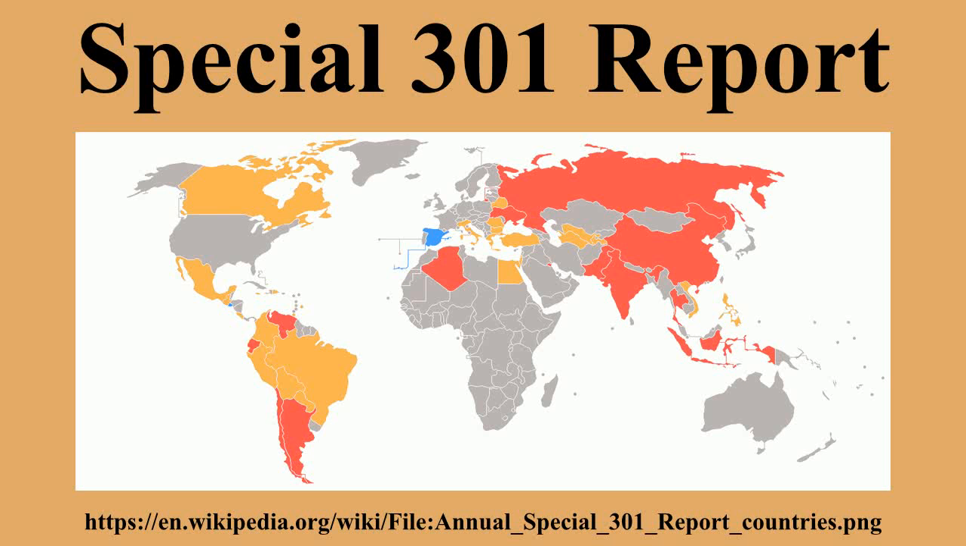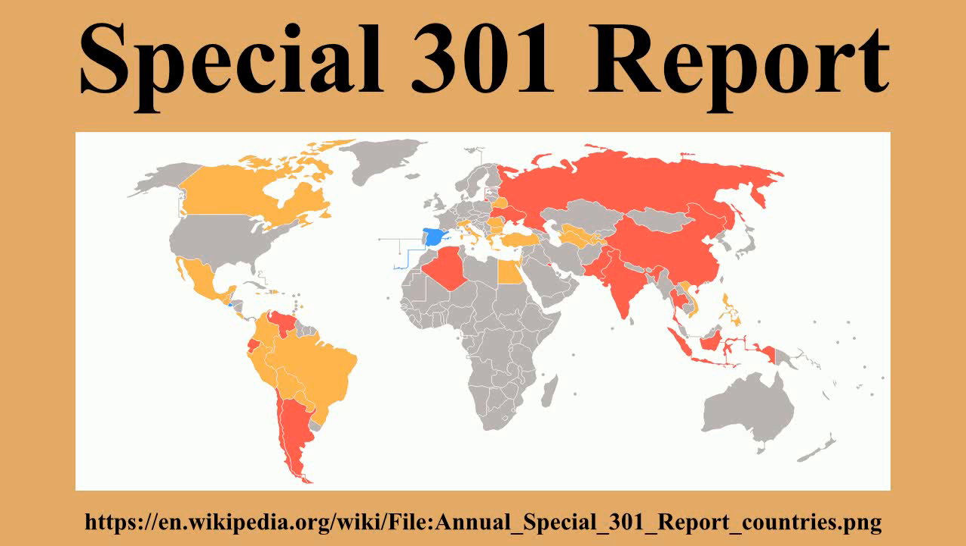Each year, the USTR must identify countries which do not provide adequate and effective protection of intellectual property rights or fair and equitable market access to United States persons that rely upon intellectual property rights, under the Special 301 provisions amended into Section 301 of the Trade Act of 1974 by Section 1303 of the Omnibus Trade and Competitiveness Act of 1988.